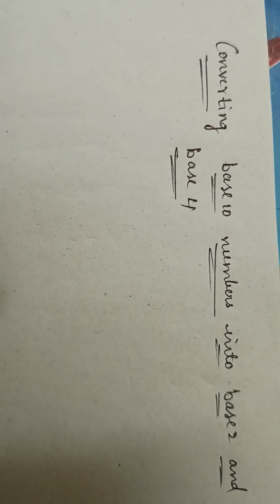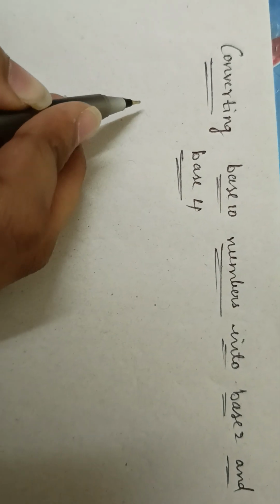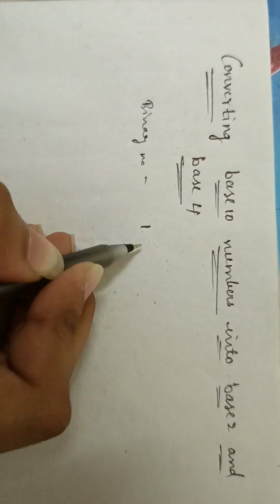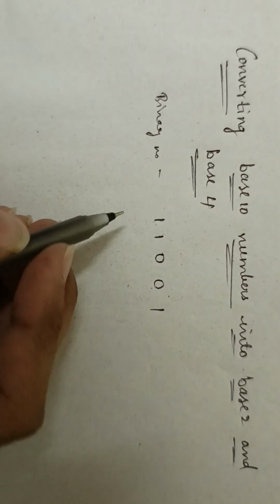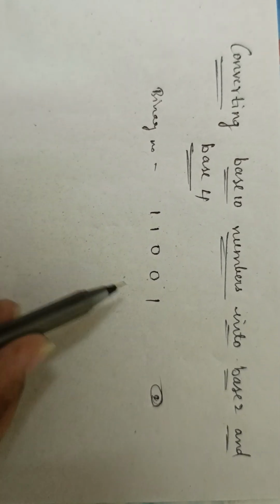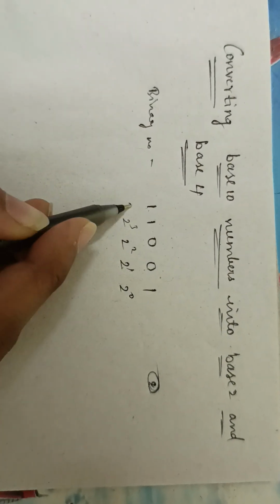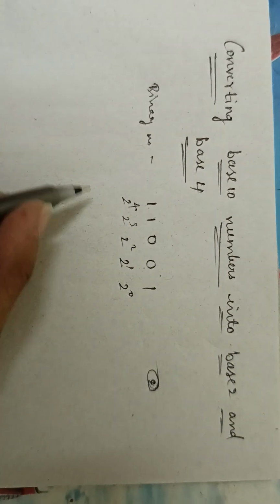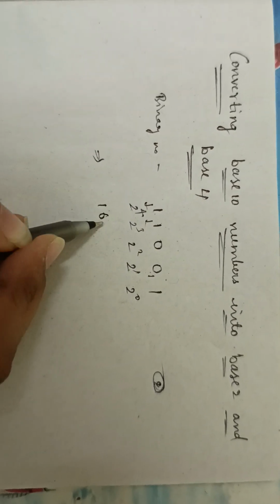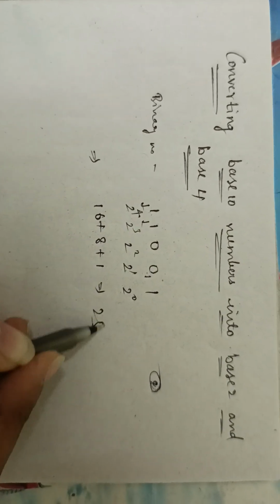Converting base 10 numbers into base 2 and base 4. For example, before explaining this, I will take an example of a binary number which only consists of ones and zeros. If we want to convert it as a base 2 number, we will give these values as 2 power 0, 2 power 1, 2 power 2, 2 power 3 and 2 power 4 from right to left, where we only evaluate the values of the corresponding ones. I mean 16 plus 8 plus 1, 25.